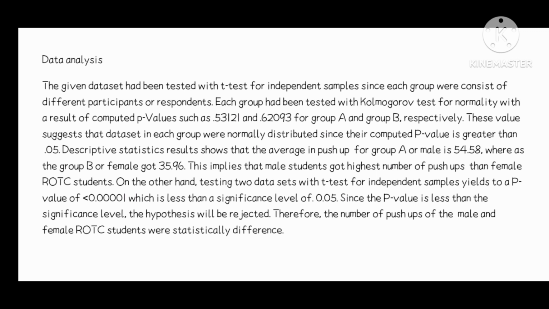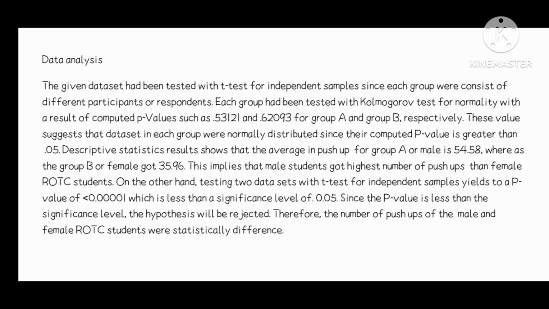The given dataset had been tested with the t-test for independent samples, since each group consists of different participants or respondents. Each group had been tested with the Kolmogorov test for normality with computed p-values of 0.53121 and 0.62093, which means normally distributed for Group A and Group B respectively. These values suggest that the dataset in each group were normally distributed, since their computed p-values are greater than 0.05.